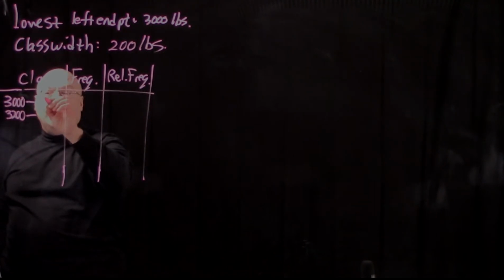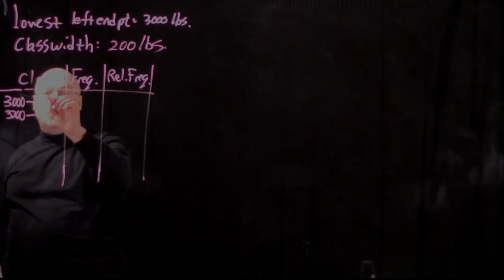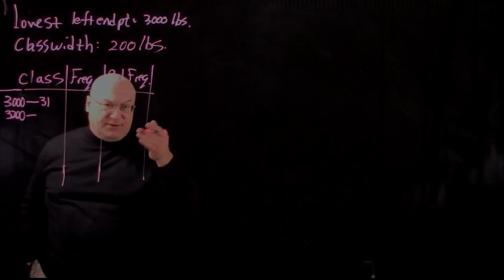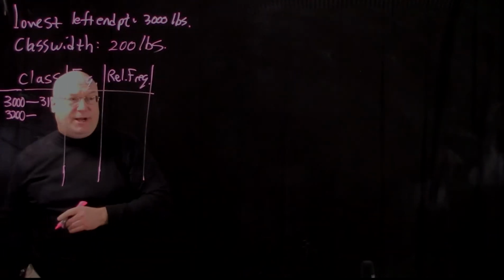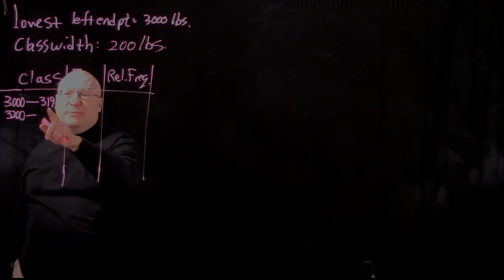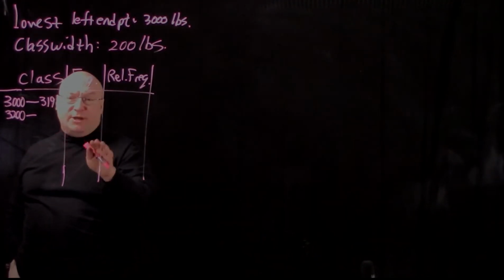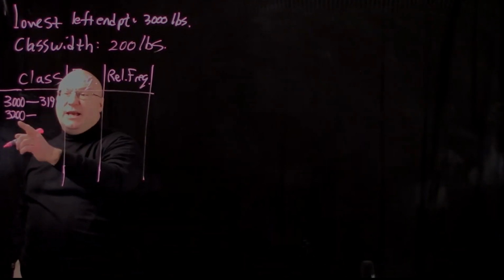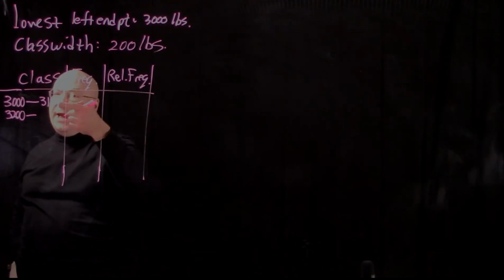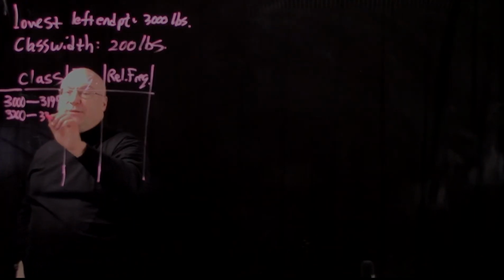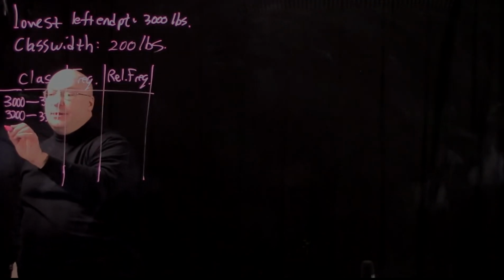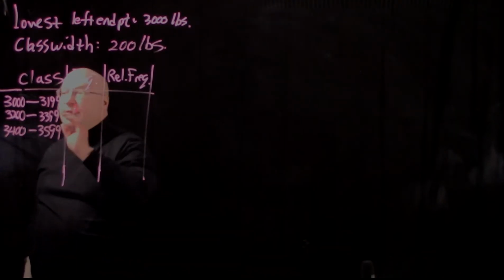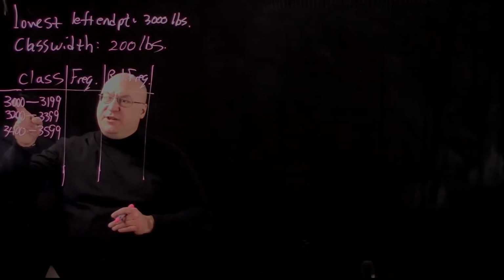All right, so what do I go up to here? Well, I want to go up to right below 3,200. And since the data only goes out to the nearest integer, I don't need to go to tenths or hundredths. I can just go to 3,199, right? I'll grab all the data points that way because there's nothing in between 3,199 and 3,200, since I'm not measuring any data to the nearest tenth, only to the nearest whole number. So the next class will be 3,200 to 3,399, and then 3,400 to 3,599.